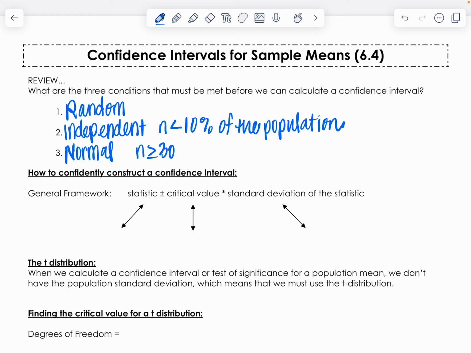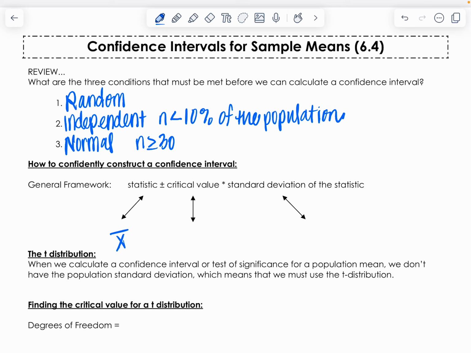Now that general framework stays the same. This is the same as the one that is on your formula sheet. But in this case, because we're using sample means to estimate for population means, we start with a statistic x-bar, plus or minus. Now this is the big difference. This is like the one big difference other than the formulas. Our critical value here is called a t-score. I'm going to talk about that in a second, but that's a big difference. And then the standard error or the standard deviation is Sx, our sample standard deviation, divided by the square root of n.